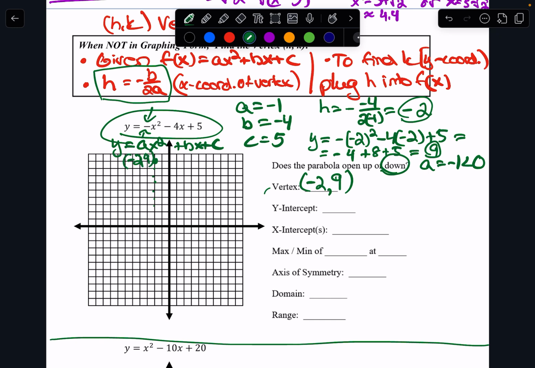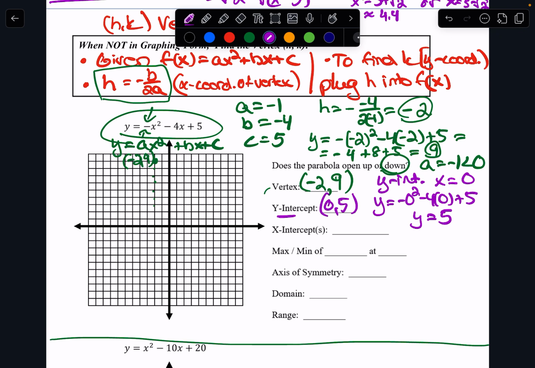Okay, x-intercept. No, y-intercept first. Y-intercept means that x is going to be 0. So y equals negative 0 squared minus 4 times 0 plus 5. When we do this, we get y equals 5. So our y-intercept is going to be 0, 5. 0, 1, 2, 3, 4, 5 is right here.